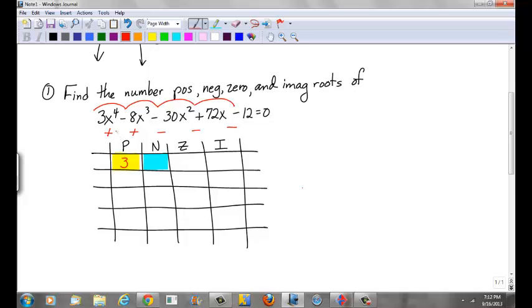And now you look for variations in sign. There's no variation from positive to positive. Positive to a negative, there's 1. There's no variation, no variation. So this is just 1.